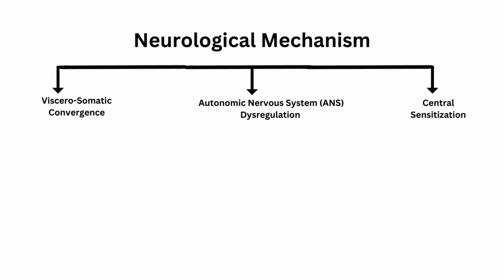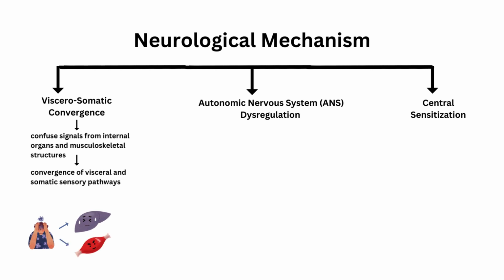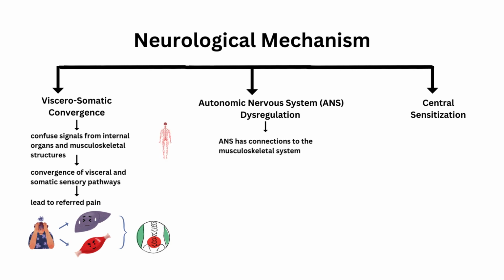The nervous system can confuse signals from internal organs and musculoskeletal structures due to convergence of visceral and somatic sensory pathways in the spinal cord. This can lead to referred pain, where pain originating from an internal organ is felt in the lower back. The autonomic nervous system has connections to the musculoskeletal system.